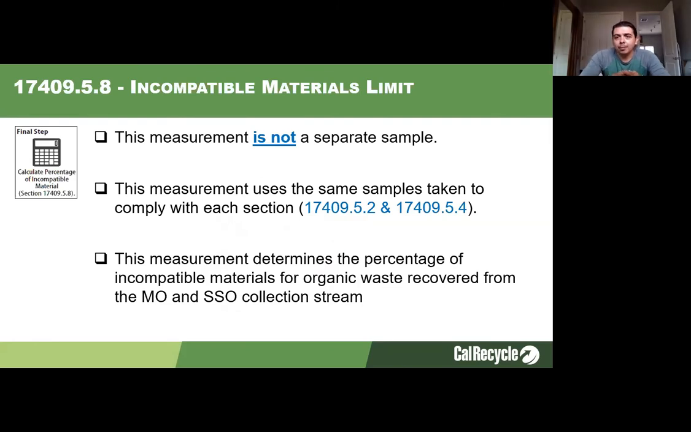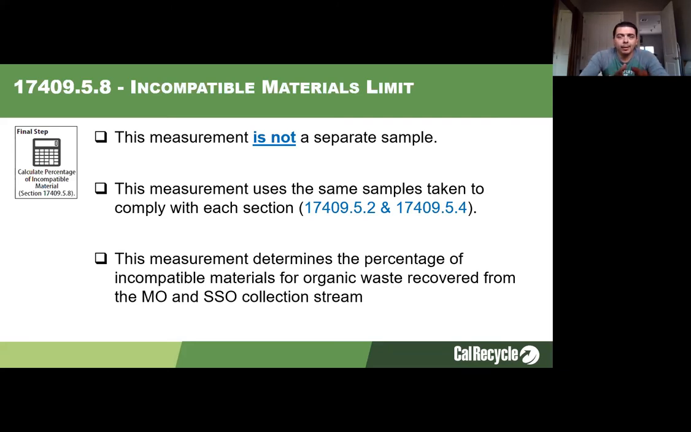All right, so I did mention before that we were going to talk about the incompatible materials limit. That section number, just for reference, is 17409.5.8. And rather than focusing on organic waste being sent for recovery, this measurement is going to focus on incompatible material.